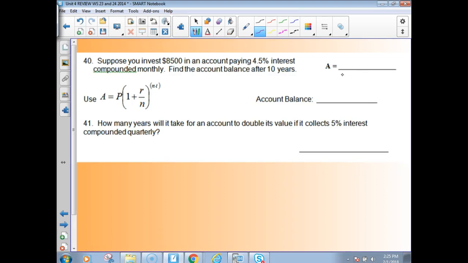All right, 40. You invest $8,500. I know that's going in my equation. You pay 4.5%, which would be 0.045 for your R. There's your equation, and it's compounded monthly, which is an N of 12. Okay, so the equation, 1 plus 0.045 divided by 12 to the 12t. Okay, don't put a 10 there yet.